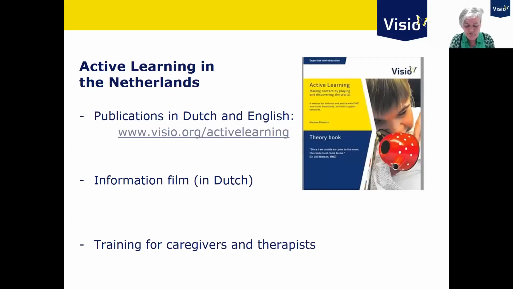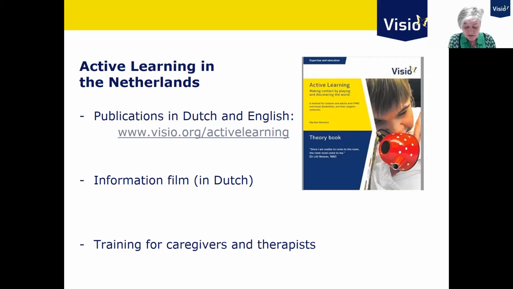In the Netherlands, active learning is an active approach inside Bartiméus and Visio, two Dutch centers for people with visual impairments. And there are two publications, one about the theory and the other about the daily practice with tools for implementation about active learning. And both publications are translated in English. On our website, you can download them for free, and also available in English is the observation form and support plan. We will show you the link later in the chat.